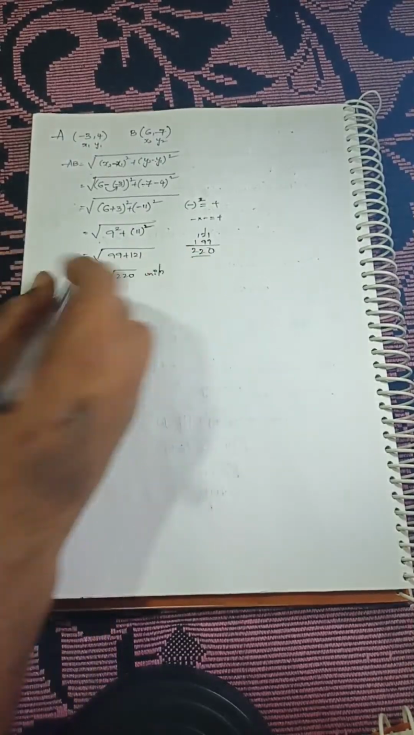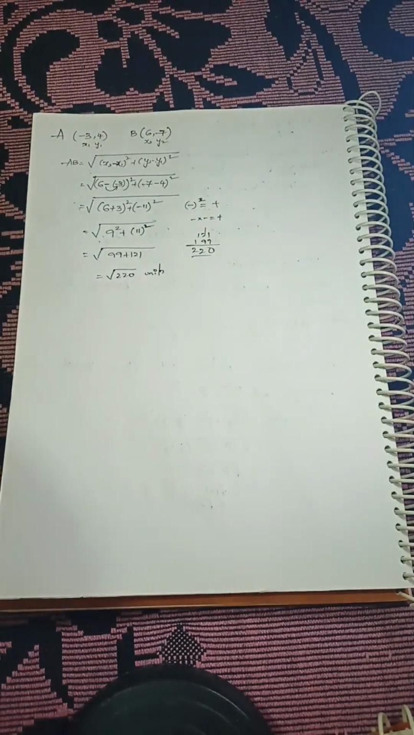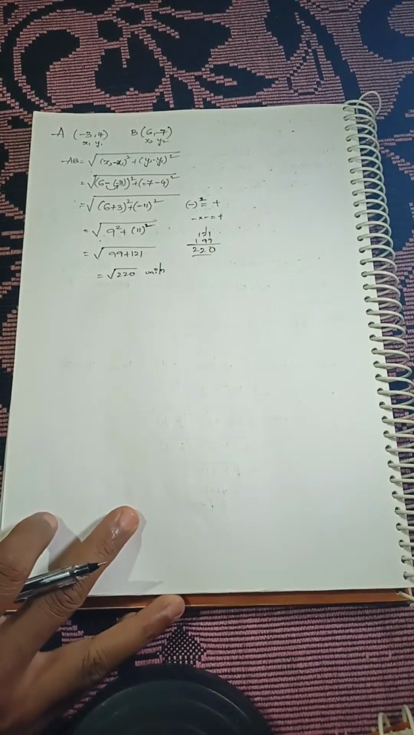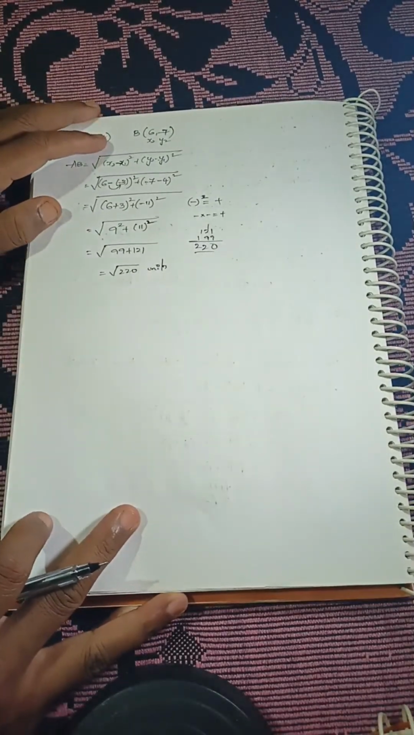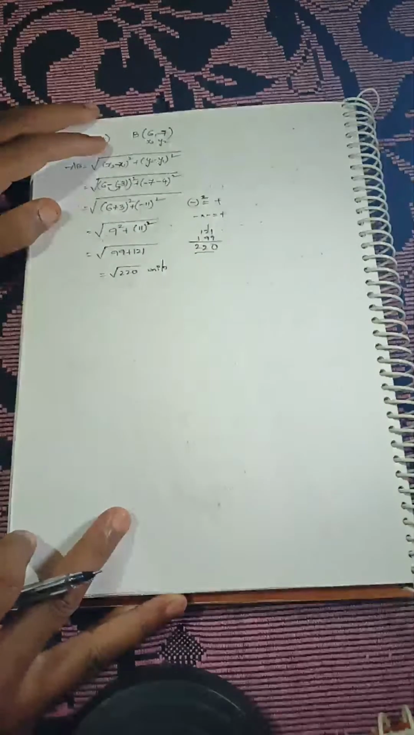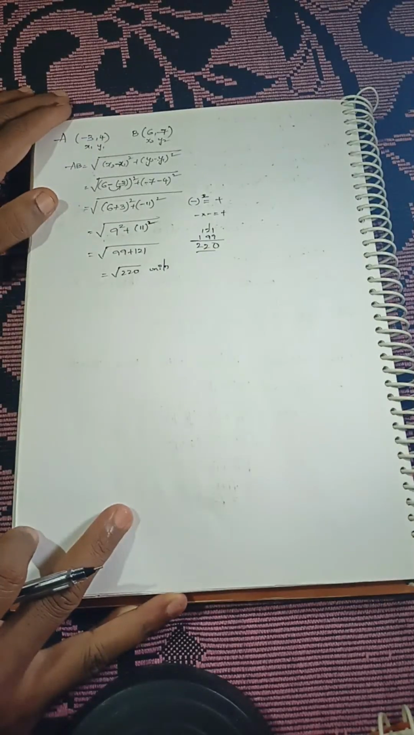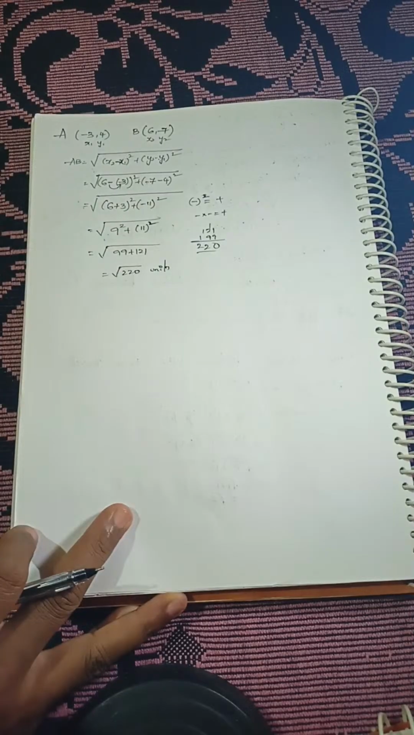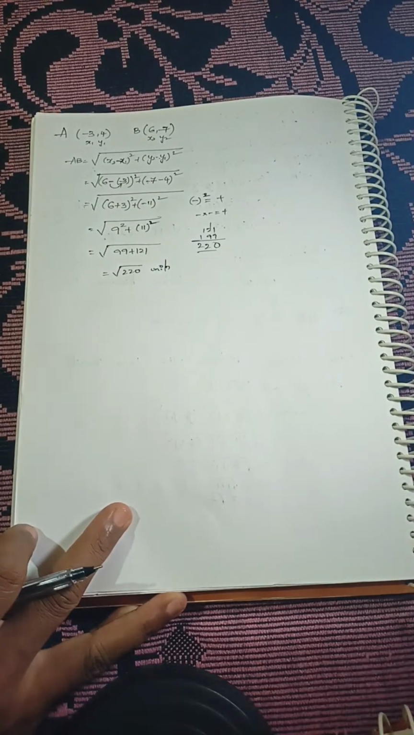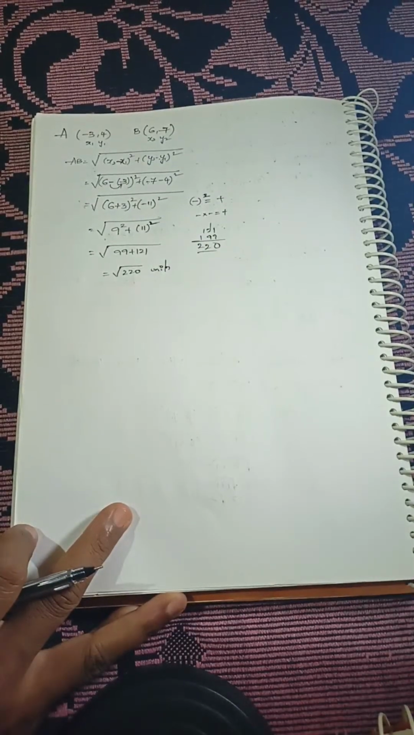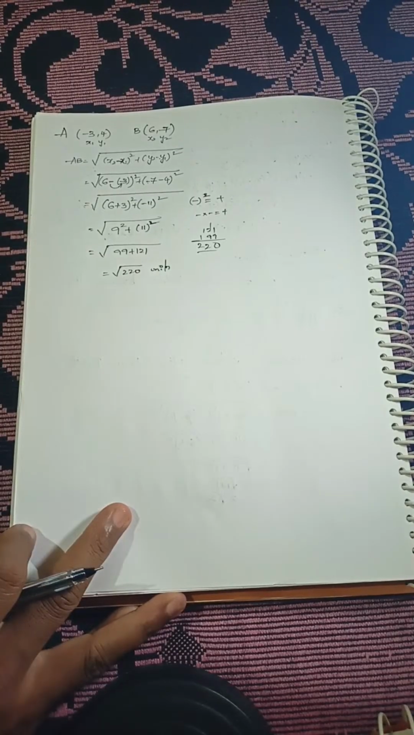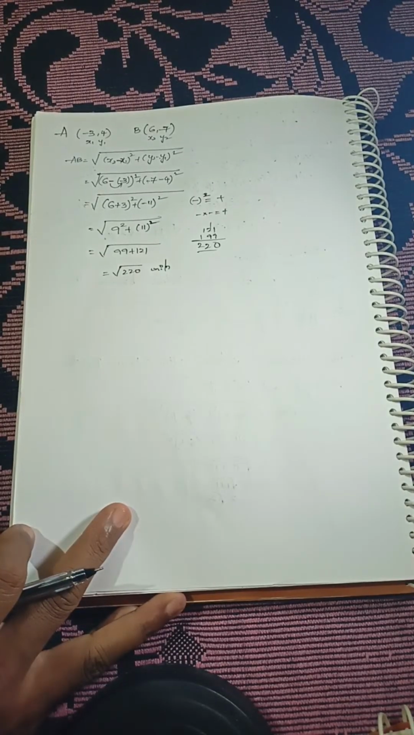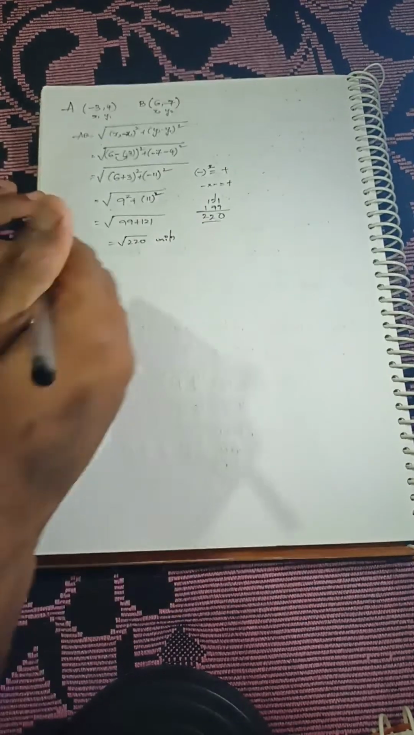If any possibilities are there, you can take out the root also, then you can find out the answer. Like this you have to find out the distance between 2 points. Yes. Now see the second one.